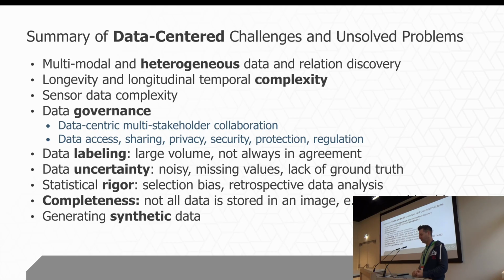Uncertainty, right? We have noisy data, we have missing values, which we've seen, we have lack of ground truth, a major unsolved problem. Statistical rigor was brought up as one of the challenges, selection bias, and choosing which data to apply a retrospective analysis to, and of course completeness, missing values, and we had a talk today that described data that's never captured, right?